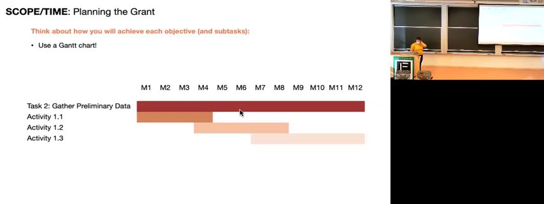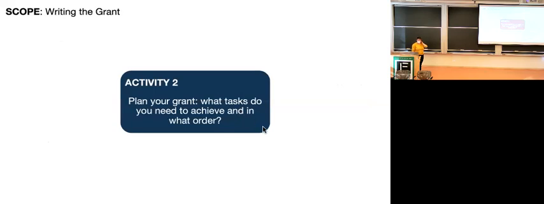So think about it in black and white like we do in our papers. Okay, so actually we've already gotten to activity 2. Now you have your objectives, you have some ideas of your sub-aims.